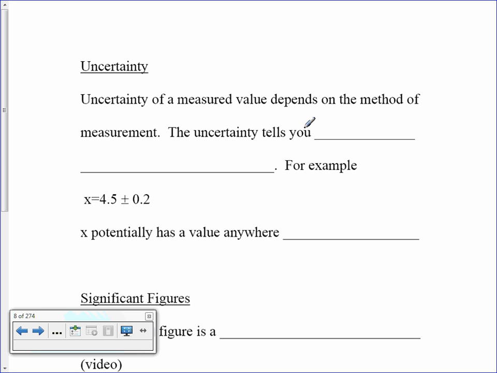Like let's say you're trying to measure, I don't know, the width of a piece of paper. If you use a ruler to measure the width of a piece of paper, then your uncertainty is going to be a lot higher than if you were to use, say, a vernier caliper like we use in the lab. So the uncertainty tells you how well you know a value.